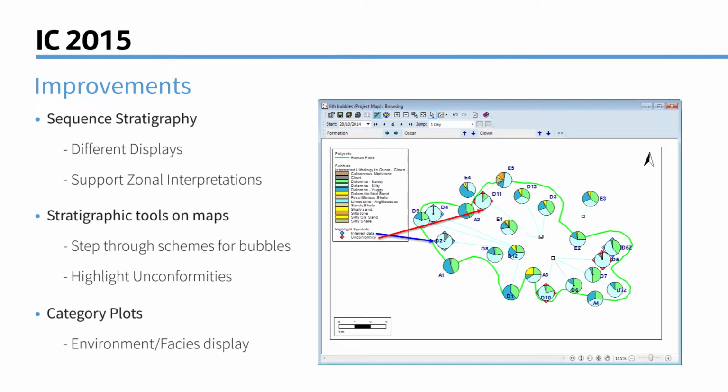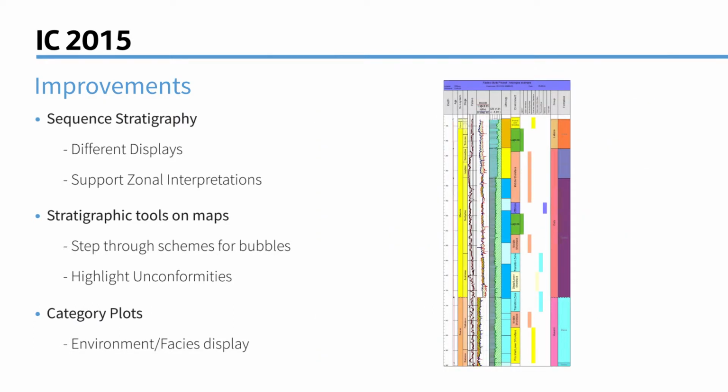We added some new stratigraphic tools onto our maps. So when displaying bubble data, you can step up and down your units in order, but also up and down the hierarchy of any stratigraphic scheme that you have set up. It also has the ability now to display highlights whenever unconformities are present, so you can actually see where your data is not complete. We also added in category plots, which are a way of displaying either environment or facies data, so you can see the transition from one environment or facies to another more clearly.